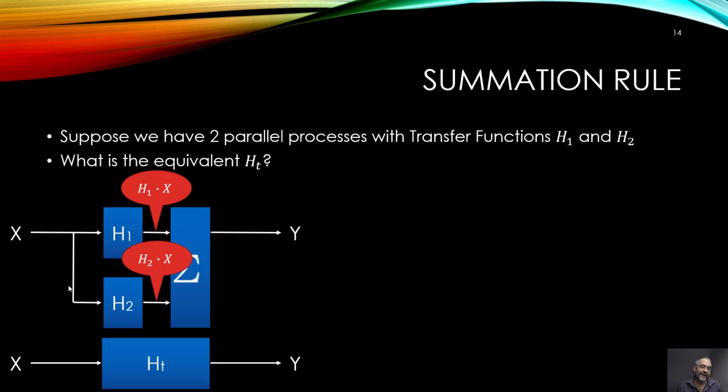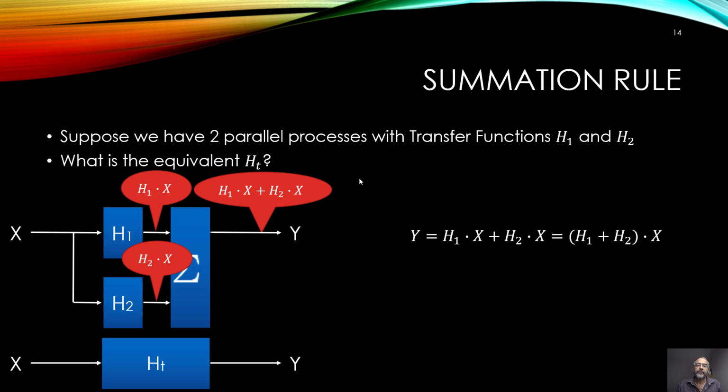It also has the input X. The same input is going to H2. So its output is H2 times X. And these two are added. So then, as the output of the whole system, we have H1 times X plus H2 times X.